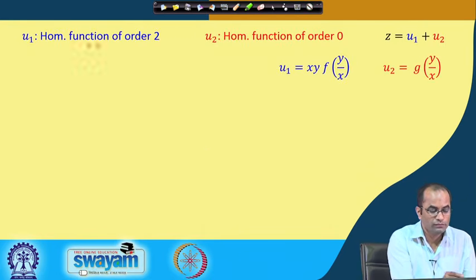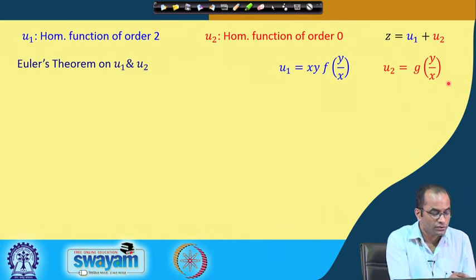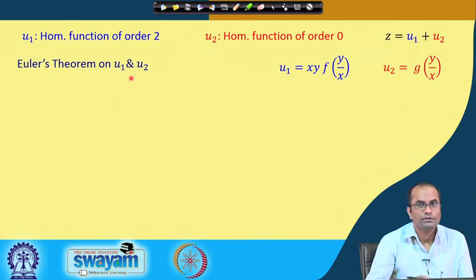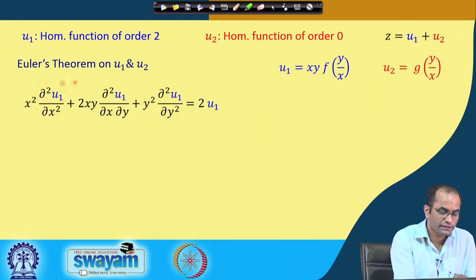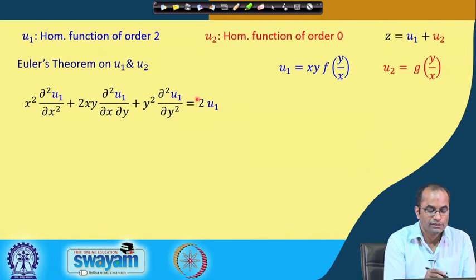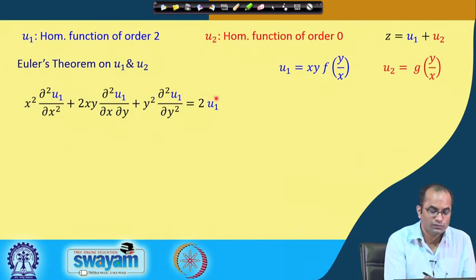Well, we have u1 a homogeneous function of order 2, u2 a homogeneous function of order 0, and z is u1 plus u2. So, Euler's theorem we can apply on u1 and u2, because they are homogeneous functions of order 2 and 0. On u1, the second derivative theorem says n into n minus 1 times u1. So, n is 2, and we get 2 into 1 into u1, and this u1 we know already is xy f of y over x, we will substitute later.